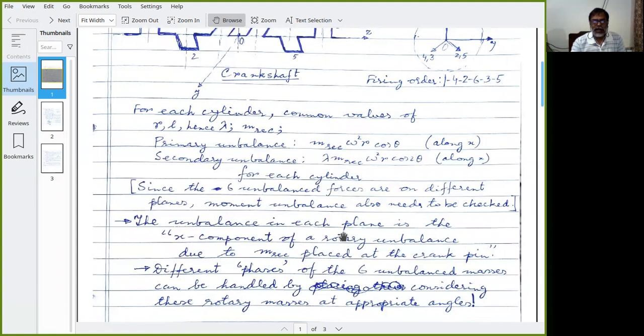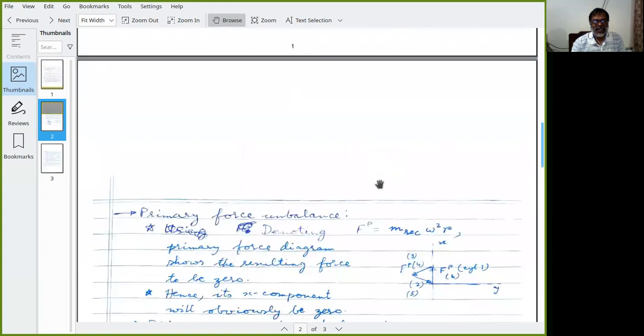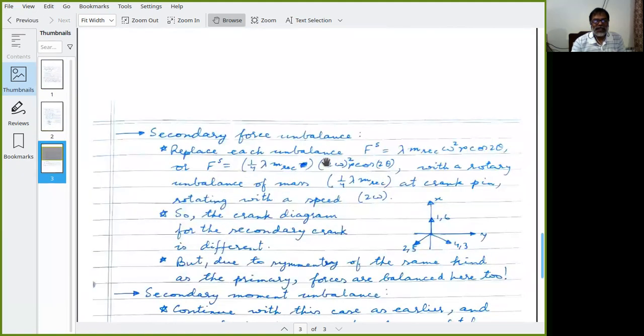Now, we find that the moment unbalance is also zero at the primary level. Now, we go to the secondary unbalance. And here, what we will do is try to have the 2 omega here, and the rest of it we will manage at the mass. Now we put a 1/4 here for the mass, and so the mass now put at the crank is not m there, but lambda by 4 times m. And here in place of omega, we make it 2 omega, so we have a rotary unbalance of this much at the crank, rotating with a speed of twice omega.